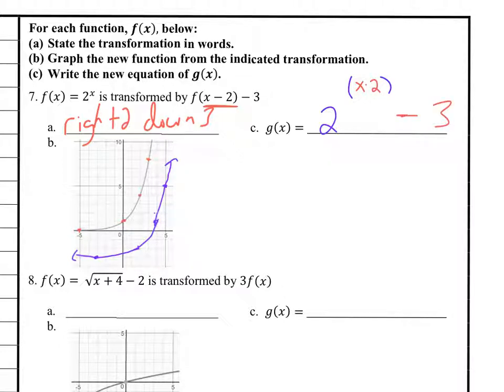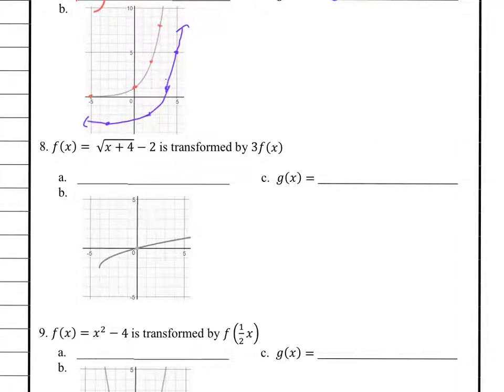And that should say x minus 2, but it's just a real crappy mark. All right, so 2 to the x minus 2 minus 3. You'll see that equation shift right 2 and then down 3. Take a look at this next problem here.